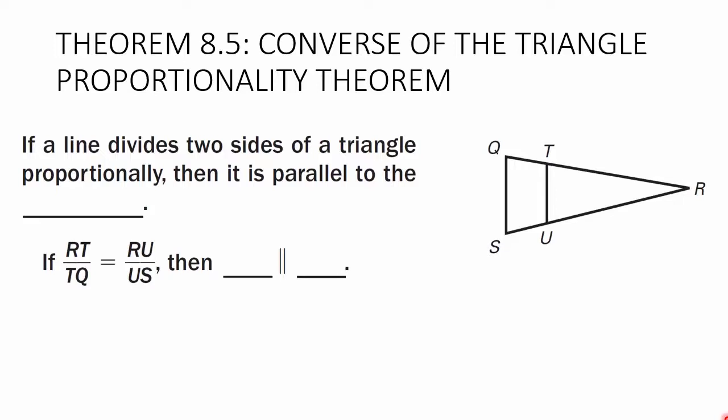Theorem 8.5, converse of the triangle proportionality theorem. If a line divides two sides of a triangle proportionally, then it is parallel to the third side. If RT over TQ is equal to RU over US, then TU, which is this line segment over here, is parallel to QS, which is this line segment over here.